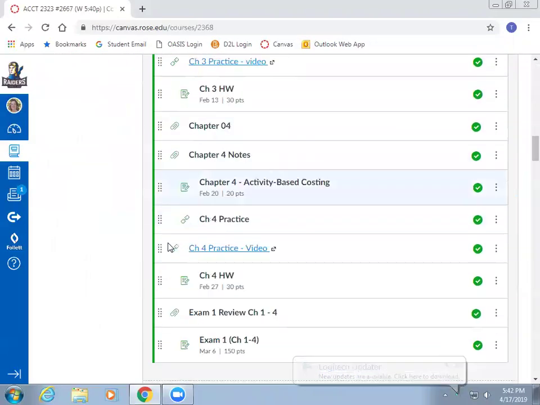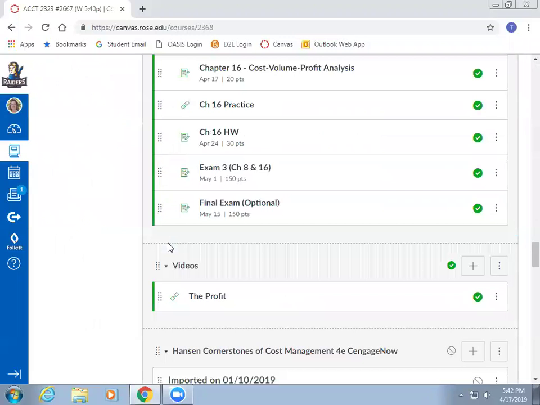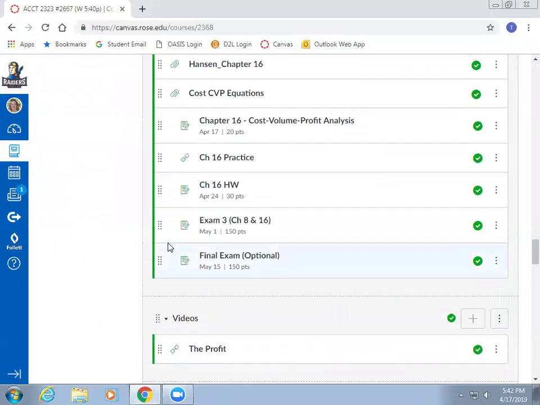Okay, so we are ready for chapter 16. And there are some notes. They just say cost CVP equations, so cost volume profit equations. Those are out on Canvas for you to print out, going over the different equations that you'll use in chapter 16, because we really are focusing on equation type questions, contribution margins, and looking at break-even points and target volume.